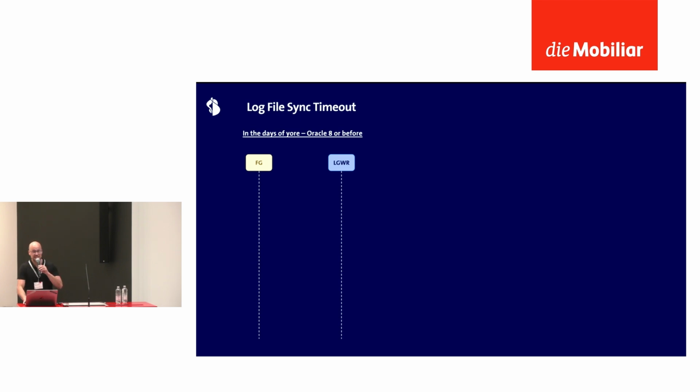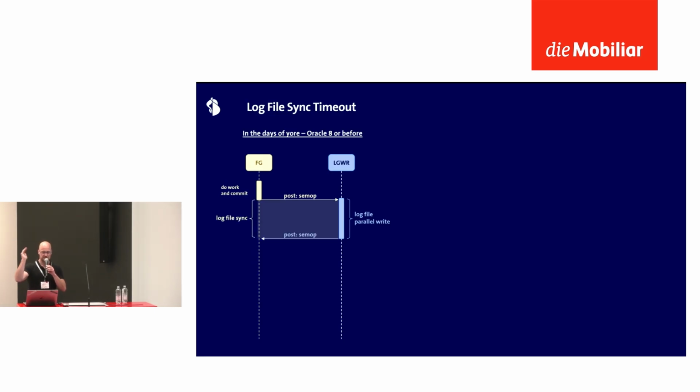Historically, this is what happened in Oracle. We have a session doing work, attempting to commit. It goes and posts LogWriter. LogWriter starts the writing, emits a log file parallel write wait event, and when done, posts back to the committing session that the wait is now complete and that the transaction has been persisted to disk. During that time, the foreground session waits on a log file sync wait event. This is the historical model that has been the case through versions, I think 10 or so.